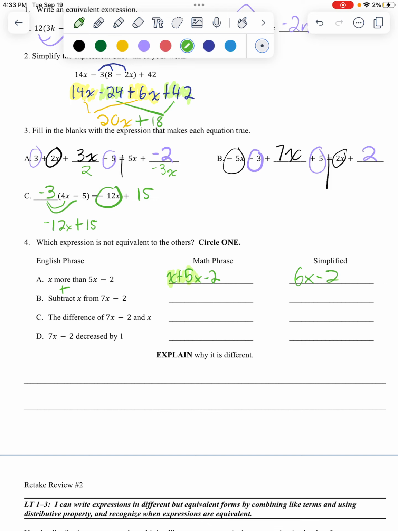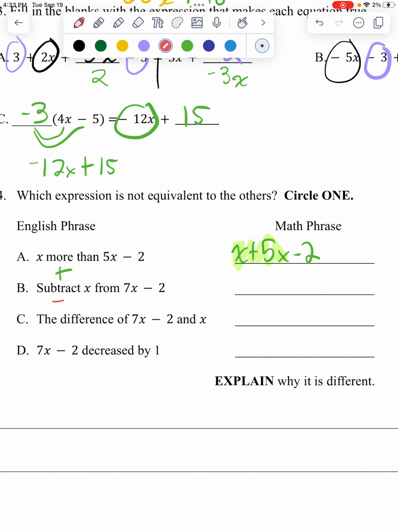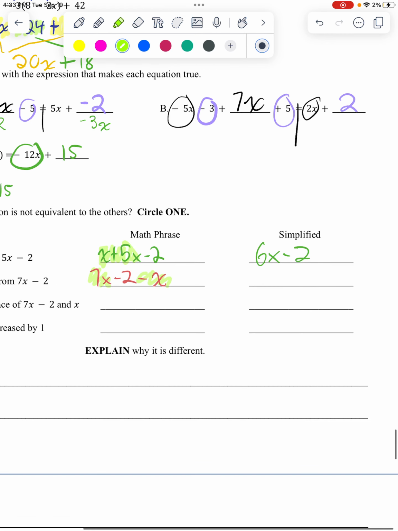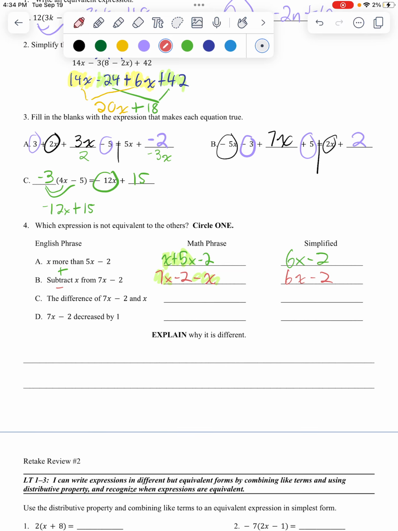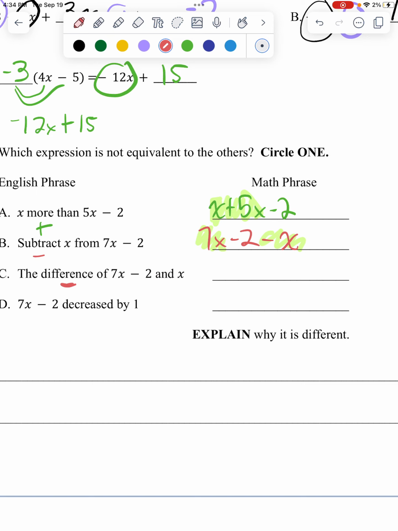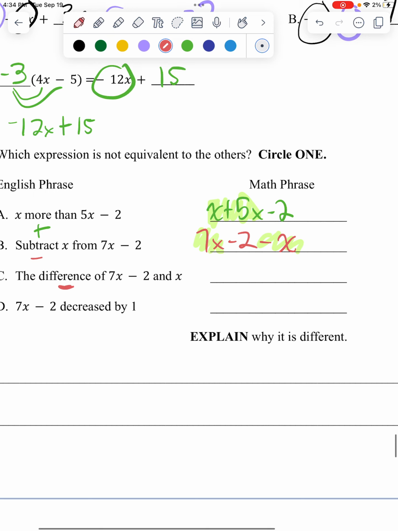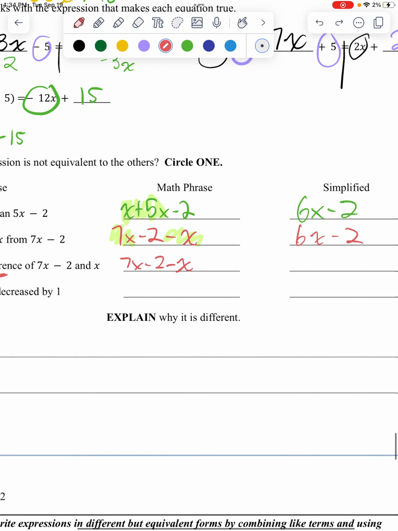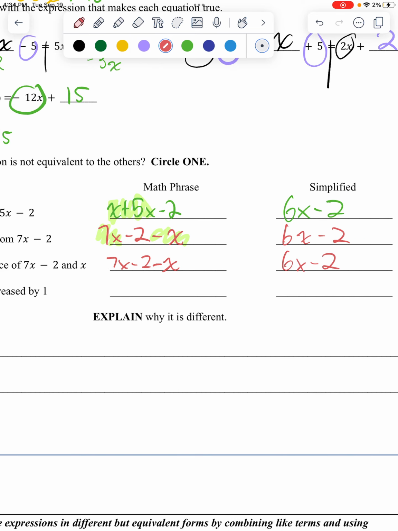Notice how something similar happens in the second one. This says subtract, but subtract from. So this x is going to be at the end. So we have 7x minus 2 minus x. But again, these are like terms. So we can do 7x minus 1x, which once again gives us 6x minus 2. Difference, just like subtract, difference of 7x minus 2 and x. We've just done that. We took 7x minus 2. We subtract the x. We get 6x minus 2.